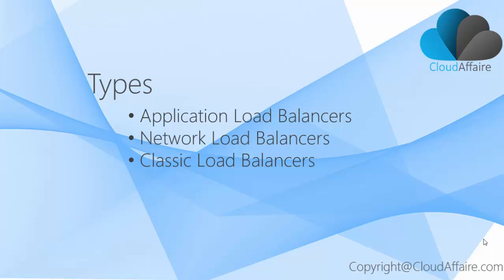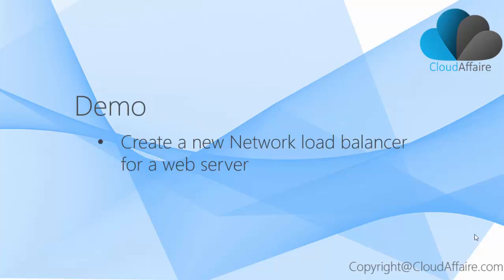Classic Load Balancers. Classic Load Balancer provides basic load balancing across multiple Amazon EC2 instances and operates at both the request level and connection level. Classic Load Balancer is intended for applications that were built within the EC2 Classic network. Next, we are going to create one network load balancer for a web server.